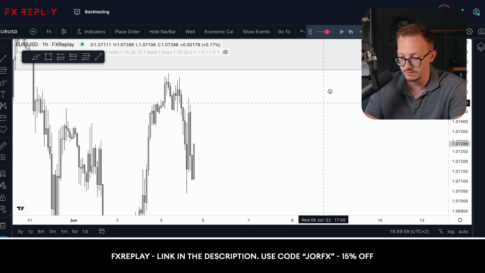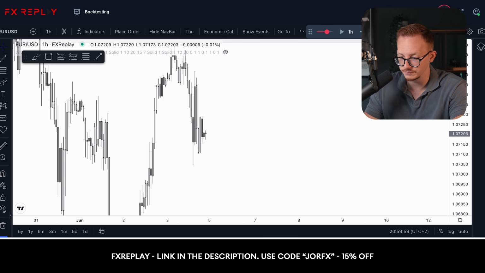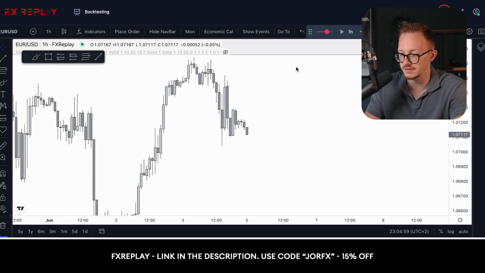Let's see if there are any more fair value gaps that are going to be formed. And there are not. Let's go to the next session.